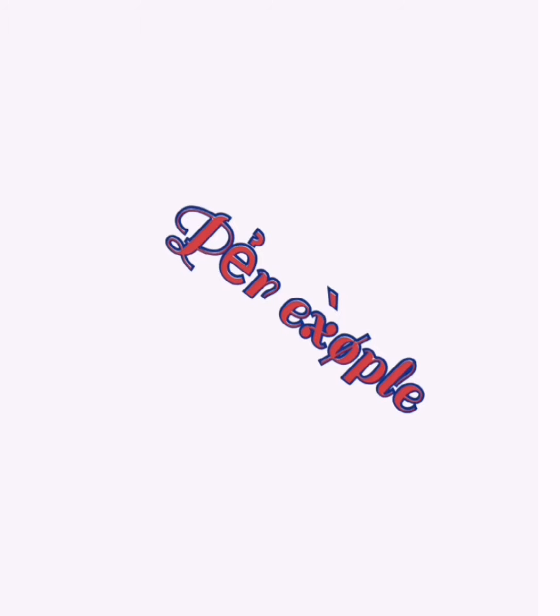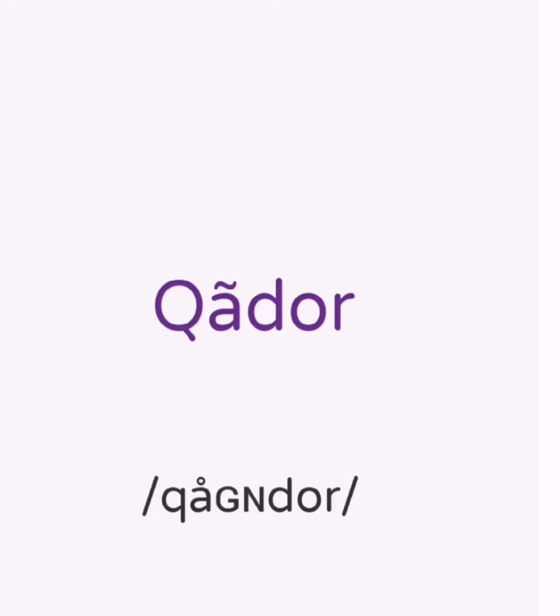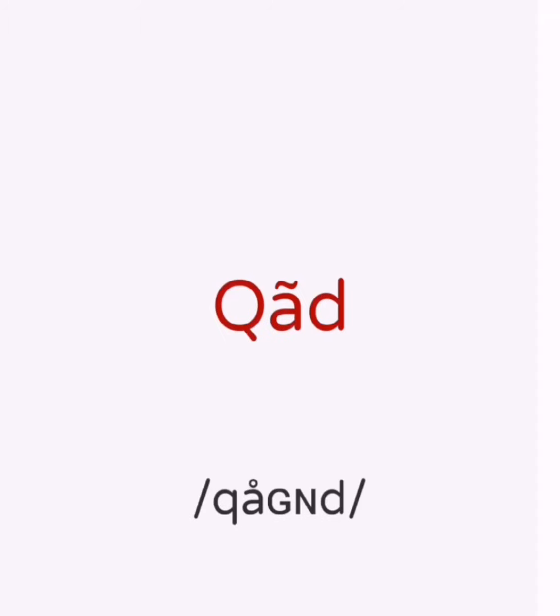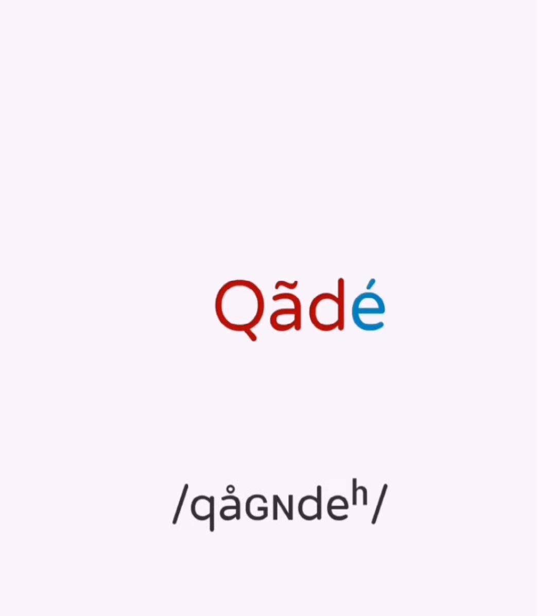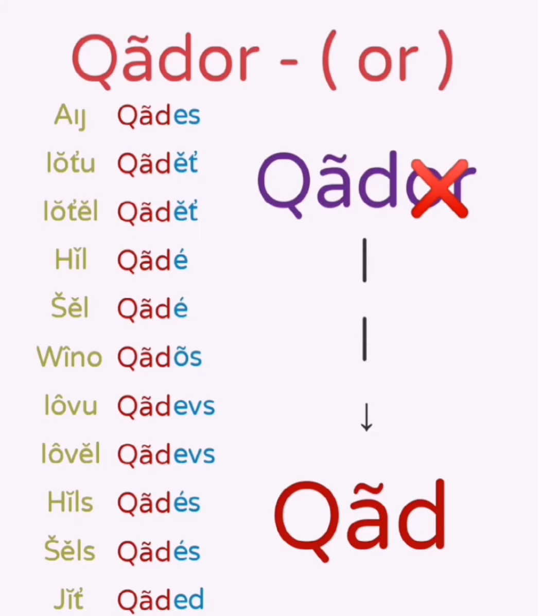For example, let's conjugate the verb kondor, which means to decorate. We just have to delete the or in the end, which is the infinitive part. Thus we obtain the stem kont, and according to the infinitive part that we deleted, we're gonna add the suitable conjugative part. In this case, kondor would be conjugated like that: Aish kondes, yot kondit, yotel kondit, hil konde, shel konde, wino kondons, juve kondevs, juvel kondevs, jit konded.